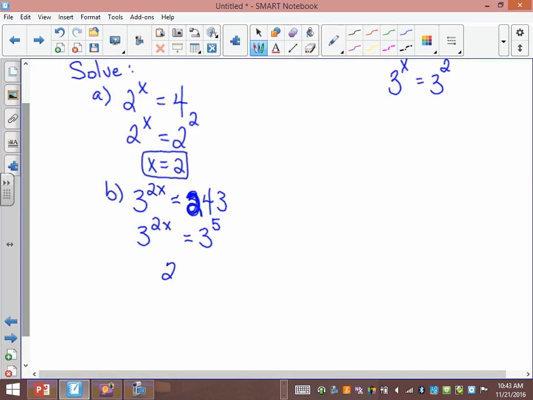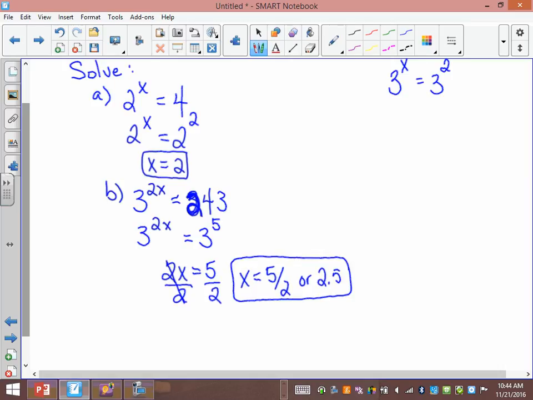So I'm going to write that then. 2x must equal 5. Am I done? Do I know what x equals? No, what do I have to do? Stuff and things, yes. What is that stuff and things maybe? Divide by 2. So x equals 5 over 2, or 2.5.